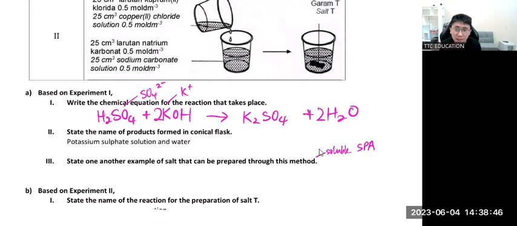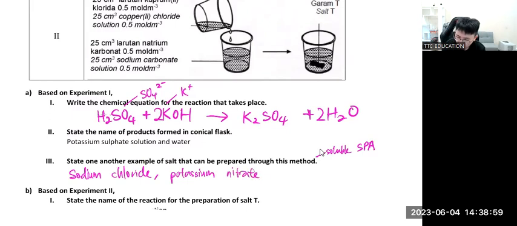So got multiple answers lah. So we can say like sodium chloride, potassium nitrate. Okay, a lot of answers that you can put. So this one here is just to test your understanding to make sure that you know actually what is the method to produce. As long as you know it is a soluble salt, then it works.